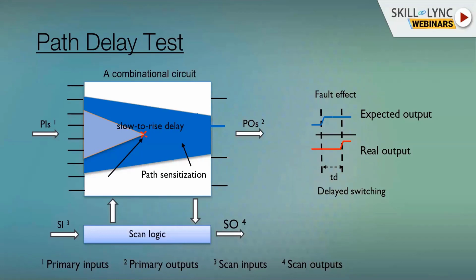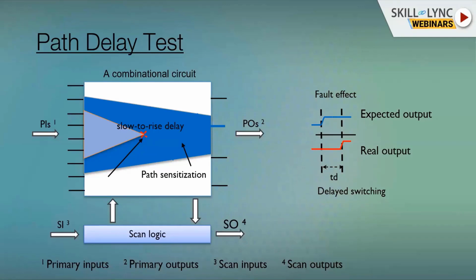So for testing this, a scan logic is inserted as you see below. Using the scan logic, some scan inputs are being fed. After feeding this, it is given to the combinational circuit and the resulting output is fetched back, that is, through the scan output. The results are verified for any potential fault. So if there is a difference, then it might cause delayed switching.